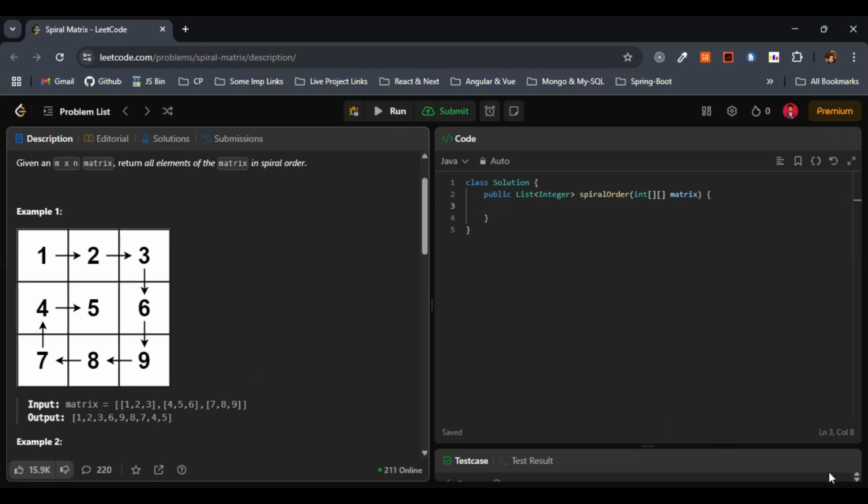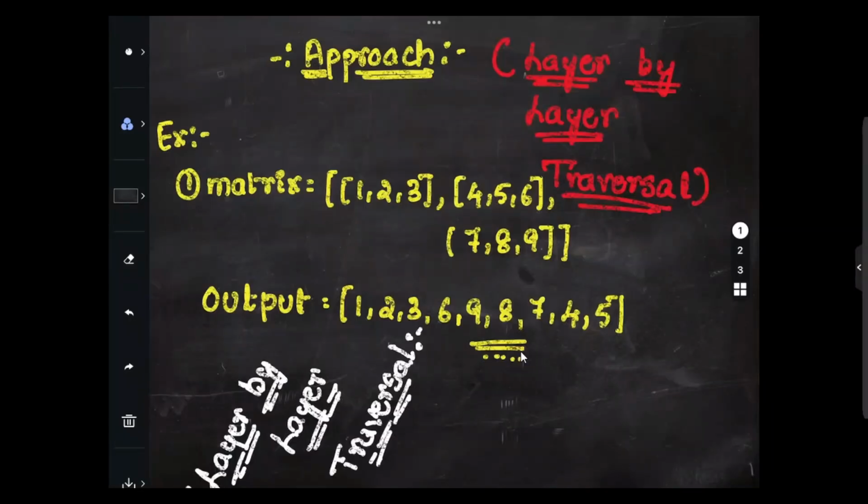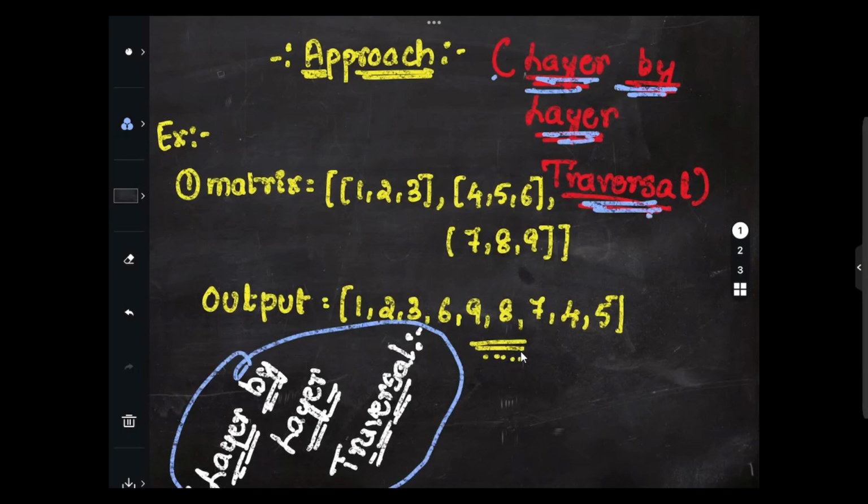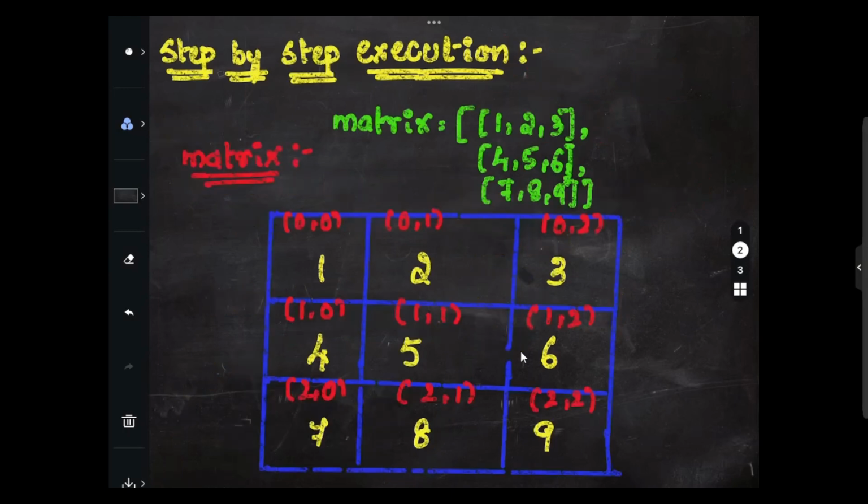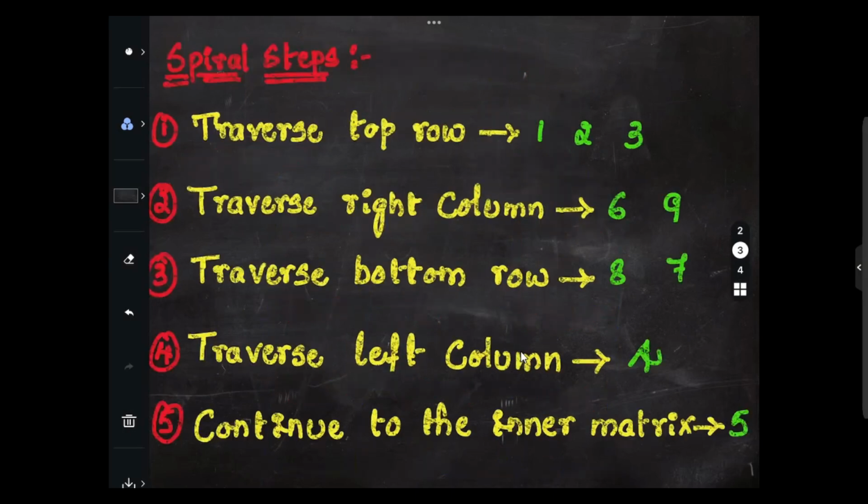Initially, let's discuss the approach first. The first thing to note is that we will be going with the layer by layer traversal approach. I have considered the same first example from the question: matrix equals 1, 2, 3, 4, 5, 6, 7, 8, 9. In spiral order, we have to get the output 1, 2, 3, 6, 9, 8, 7, 4, 5. Let's go with the step-by-step execution.